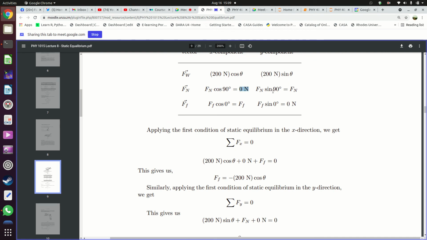Along the x, Fn sin 90, which is going to be Fn. Then this bit, Ff cos 0 degrees, that's going to be Ff. Then this Ff sin, that is going to be that. So these are the forces we can identify.